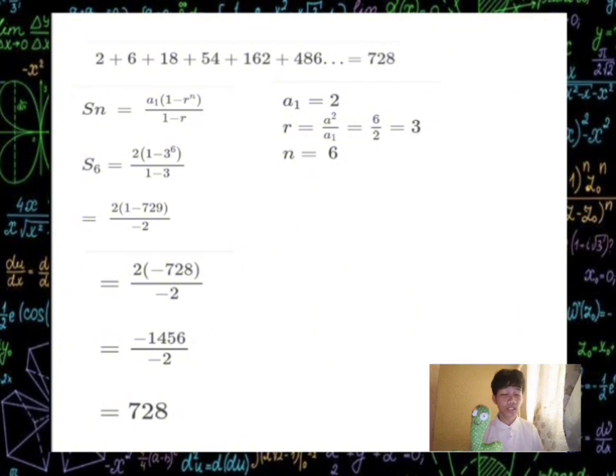So again, the formula is S sub n equals a sub 1 times 1 minus r raised to n over 1 minus r. So first, let's determine our common ratio. We just have to divide our a sub 2 by our a sub 1. So that's 6 over 2 equals 3.